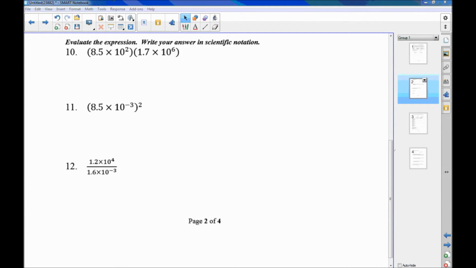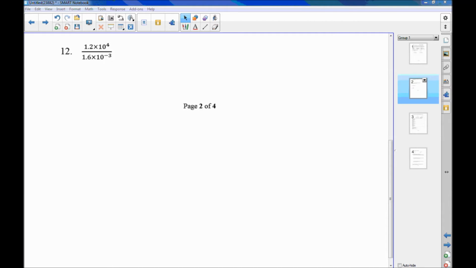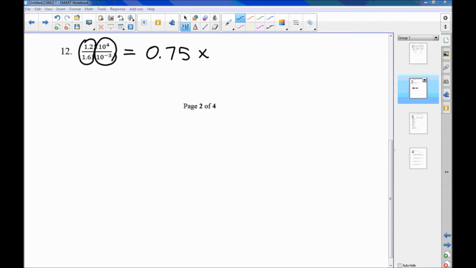All right, and our last one here, number 12, we have 1.2 times 10 to the 4th divided by 1.6 times 10 to the negative 3. So we're going to do our division of the coefficients in the front. So 1.2 divided by 1.6 is 0.75. And then we'll do our exponent rules for the base 10 here. So 4 minus negative 3 is going to give me 7. Unfortunately, this is still not in scientific notation. So I have to change this to 7.5. So I just moved the decimal 1 time.